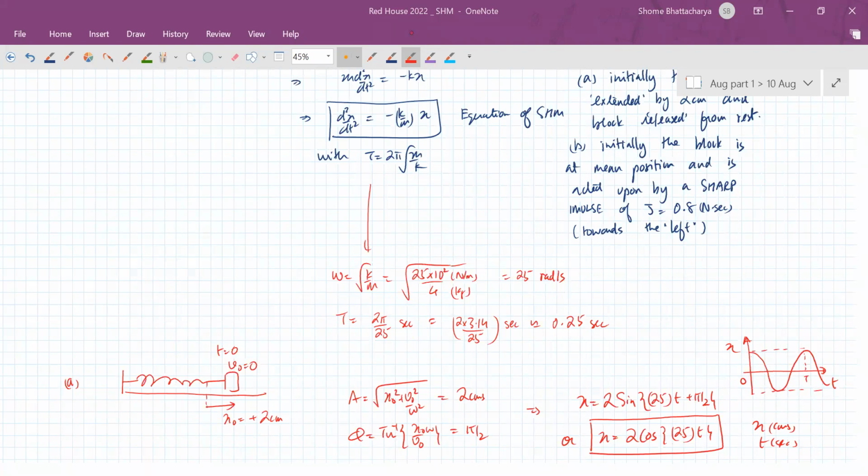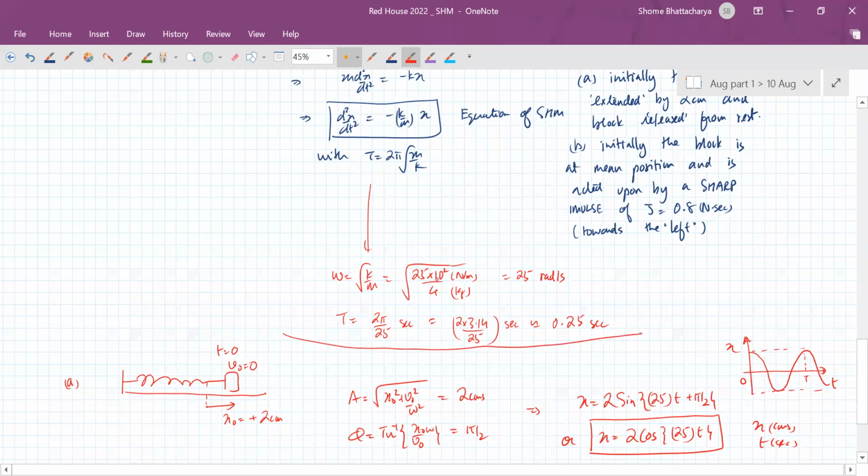Okay, so remember that the value of omega is independent of initial conditions. It depends on physical properties, spring constant and mass of the body.